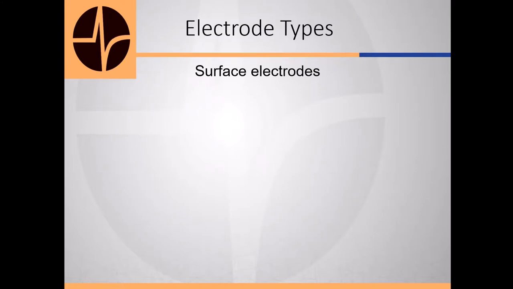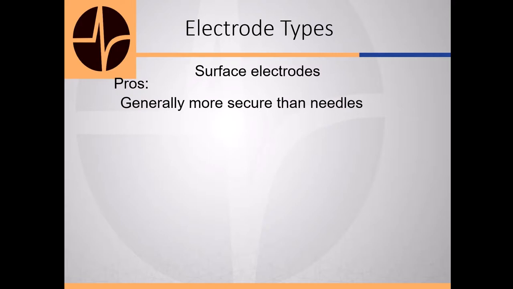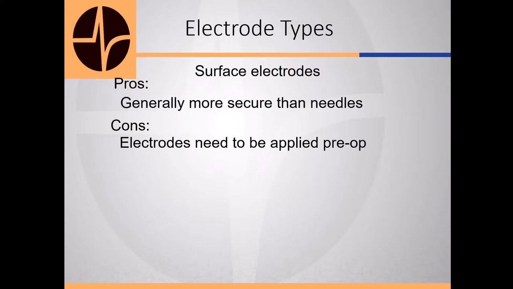The electrode types that we use in the operating room, you can have surface electrodes. The pros, these are generally more secure than needle electrodes are. The cons, they need to be applied preoperatively. And if you're like me, you don't want to come in half an hour even earlier just to put electrodes on your patient's head.